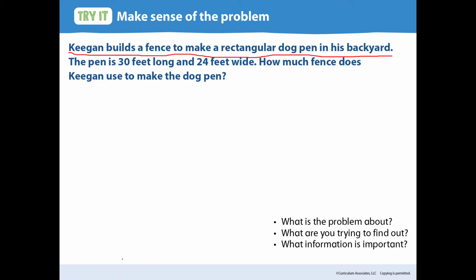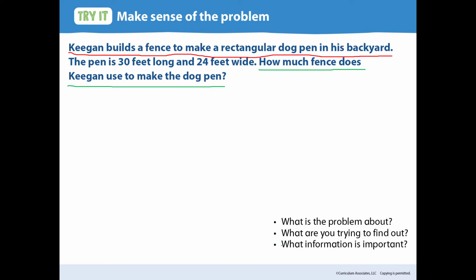The second question that we are answering is, what are you trying to find out? So read through the problem and underline, and if you have a different color, that's great, but if you don't, that's fine. Underline what you're trying to find out. If you need to pause the video to do that, if I'm going a little too fast, that's totally fine. We are trying to find out how much fence does Keegan use to make the dog pen?